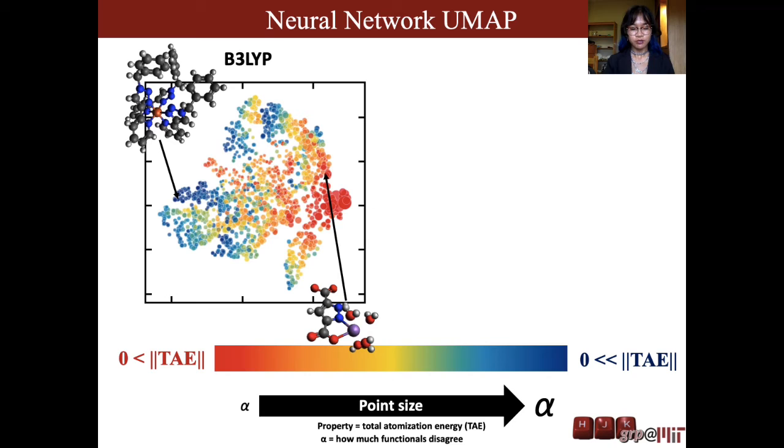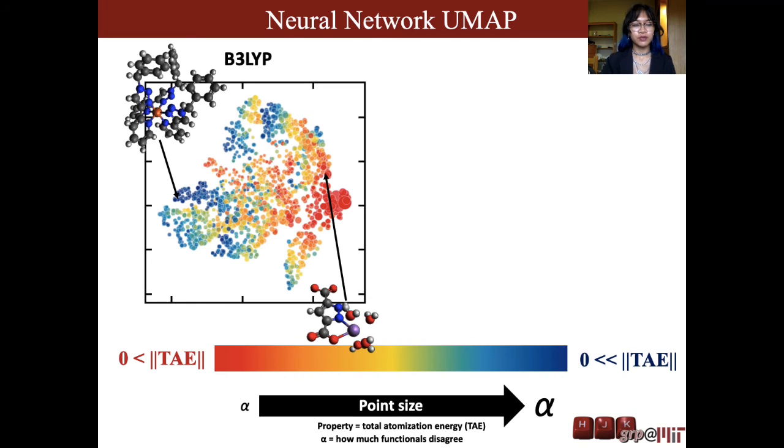In this case, a larger point size would represent a larger value of alpha, meaning more functional disagreement. And just based on qualitative observation, we can see from this UMAP that regions that tend to have warmer colors have a higher ratio of larger points, meaning a higher value of alpha. So what we can infer from this UMAP is that complexes, or TMCs, that have a smaller absolute value of atomization energy tend to have more functional disagreement.